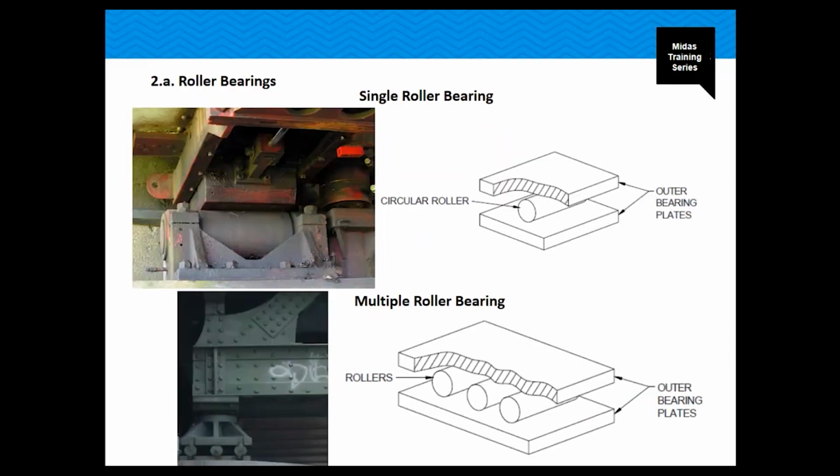We also have the roller bearing, as you can see here, and they consist of a single or multiple rollers depending upon the load to be transmitted and the allowable translation that you want. Usually they're made out of forged steel, and they look something like this. You have the single roller as this one, and also multiple rollers, as you can see here.